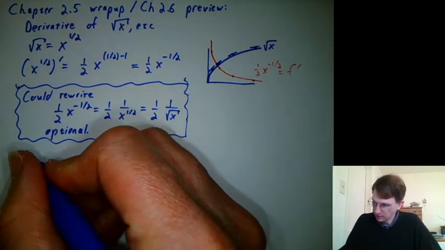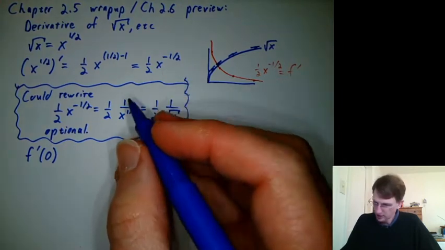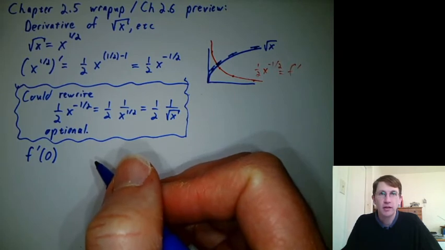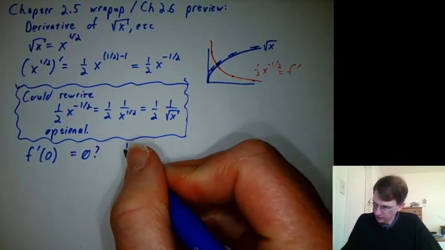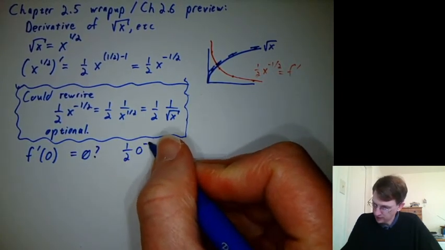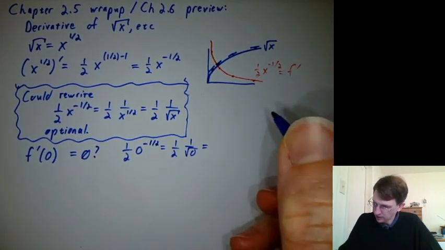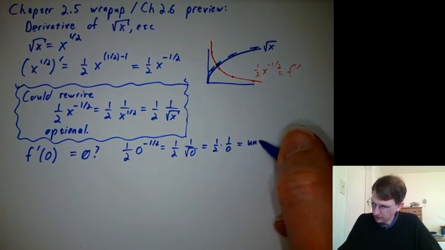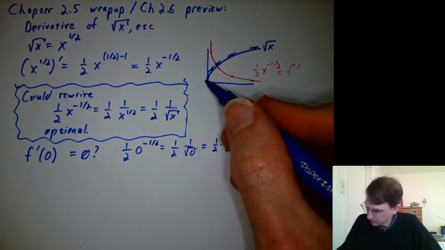Here's an interesting question. What is f prime at 0? What's the derivative of square root at 0? I asked this in class, and a lot of people say, well, think about it. They're tempted to say it's 0. Is it 0? Well, we know it would be 1/2 0 to the negative 1/2, or 1/2 1 over root 0. What's root 0? Well, root 0 is 0, so this would be undefined. So that's interesting. The slope right here is undefined.